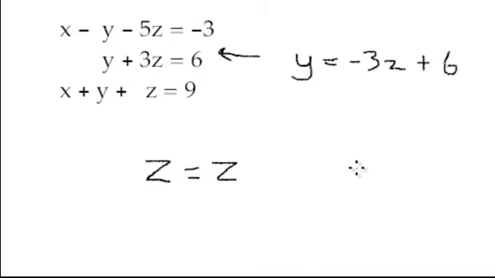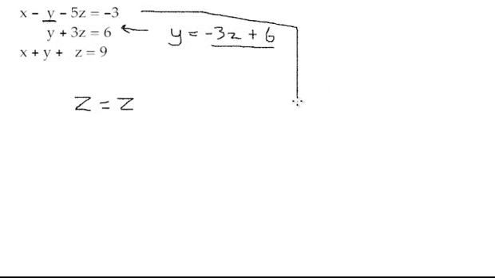So, how about, what does x equal? Okay, so I'm going to put y into this first one. Remember, y is negative 3z plus 6. So let's just do this. So x minus y, so minus negative 3z plus 6, minus 5z equals negative 3.